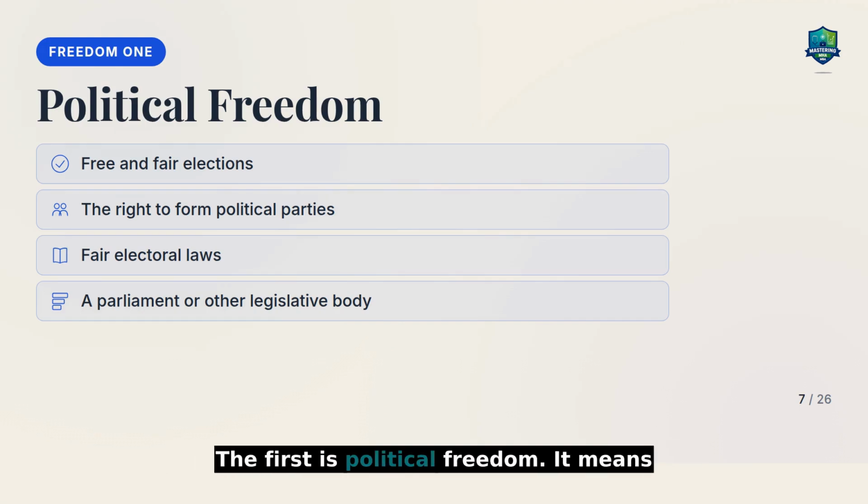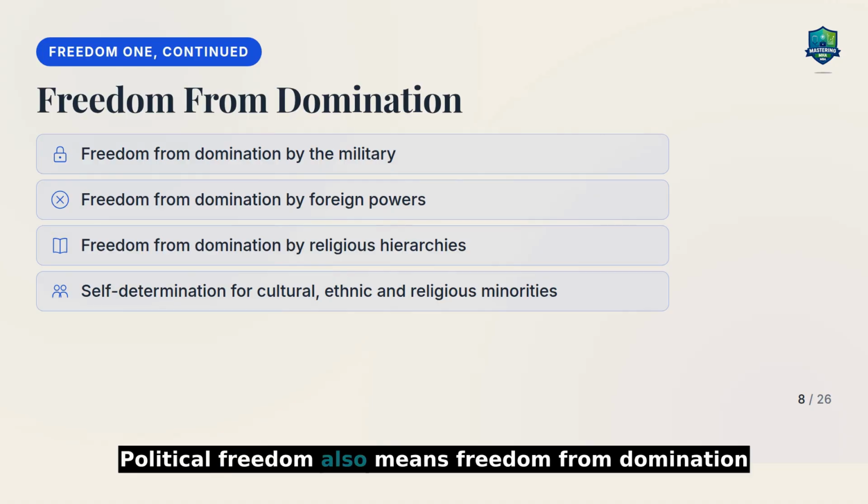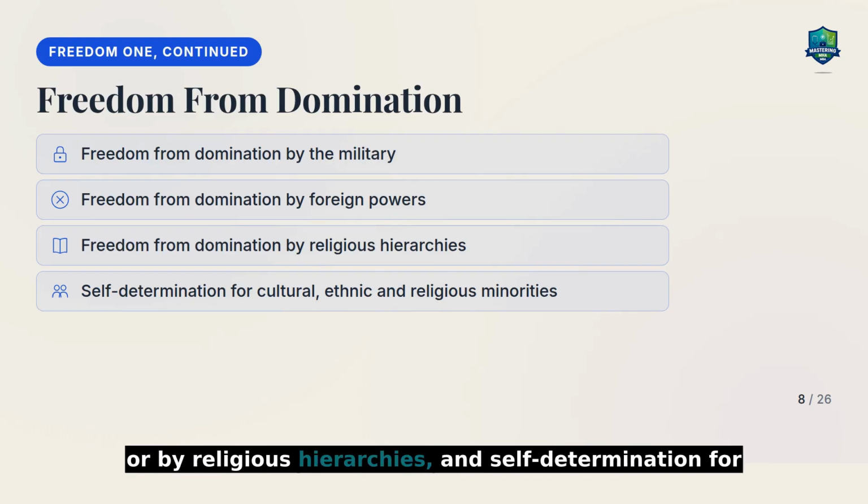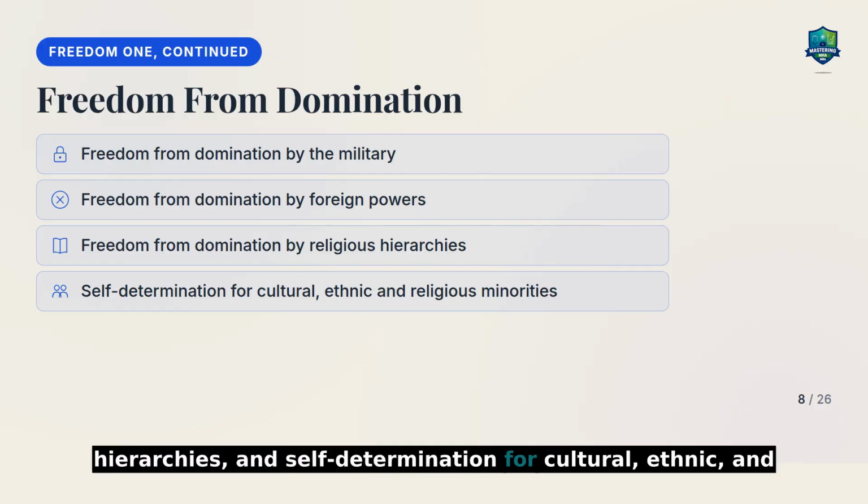The first is political freedom. It means free and fair elections, the right to form political parties, fair electoral laws, and the existence of a parliament or other legislative body. Political freedom also means freedom from domination by the military, by foreign powers, or by religious hierarchies, and self-determination for cultural, ethnic, and religious minorities.